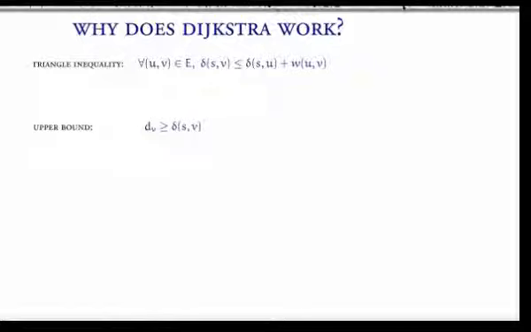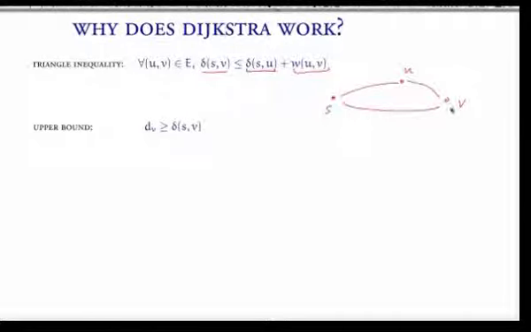It's going to rely on these two facts, which I'm just going to state. So the first fact is that the shortest path to a node V can be no larger than the shortest path to some node u plus the weight from u to v. So this is called the triangle inequality because it looks like a triangle like this.